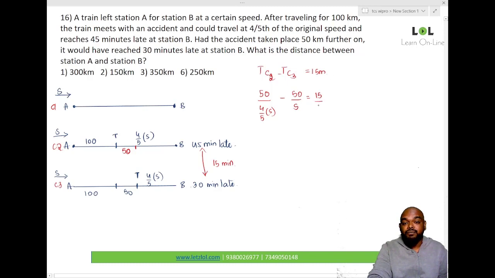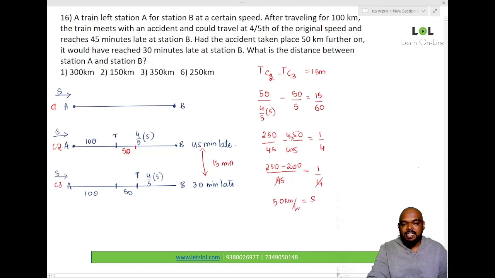Convert it into hours. That will become 15 by 60 hours. So this 5 goes to the numerator. Then I'll be getting 250 minus 4S divided by 4S, is equal to, this becomes how much? 1 by 4. So what I can do here, I'll multiply with 4 on both sides in the second part. So the denominator becomes 4S. So now the entire denominator is 4S. In the numerator it is 250 minus 200. This is equal to 1 by 4. 4 cancelled. S goes to the left hand side. 250 minus 200 is 50. So we got to know S as 50 km per hour.